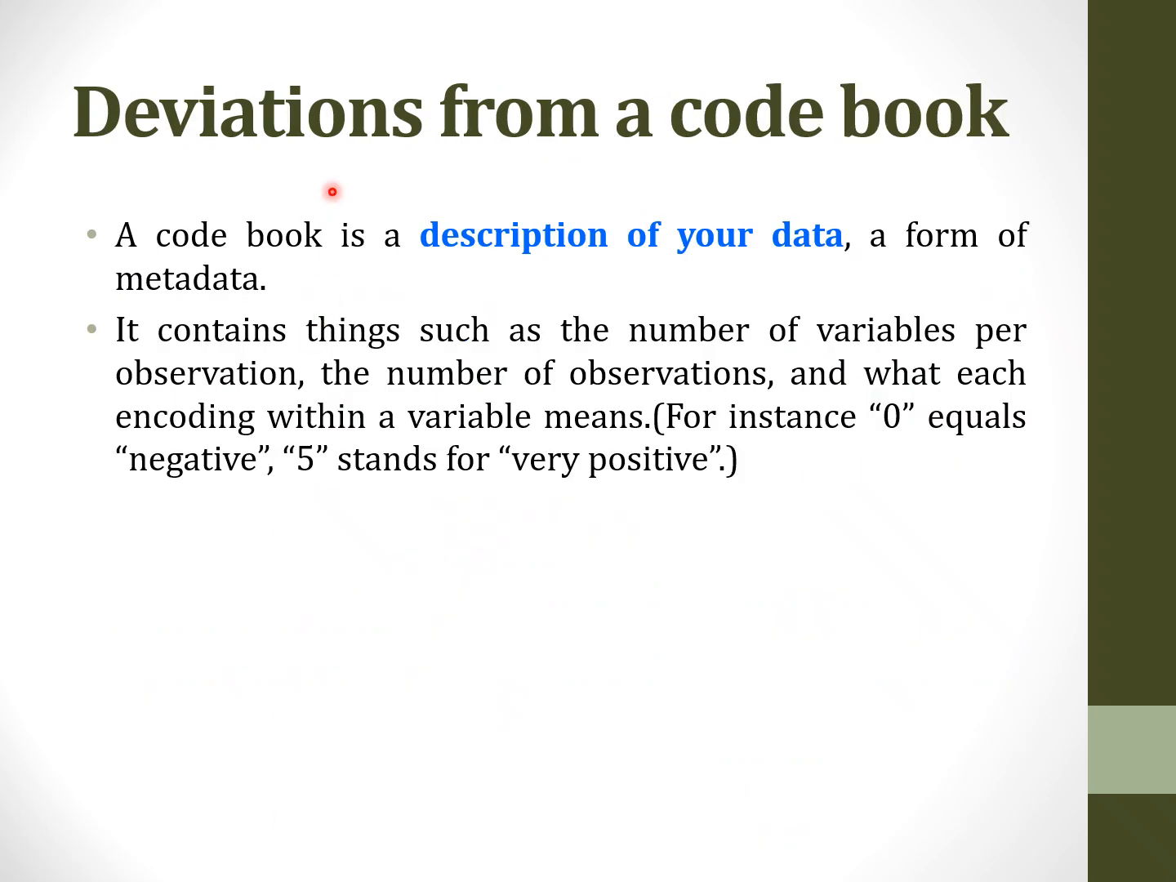So deviations from a code book. A code book is actually a description of the data. It contains information such as the number of variables, the number of observations, and what encoding technique is used within the variable. For example, sometimes we might have a table where we equate 0 to negative and 5 to positive. All these interpretations are available in the code book, so it describes the data present.